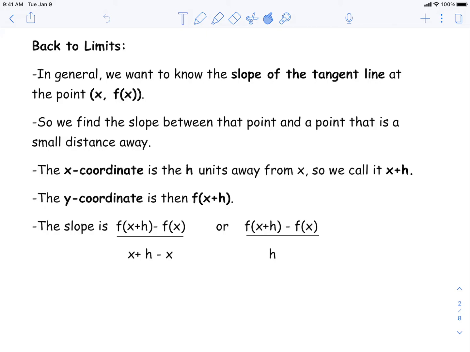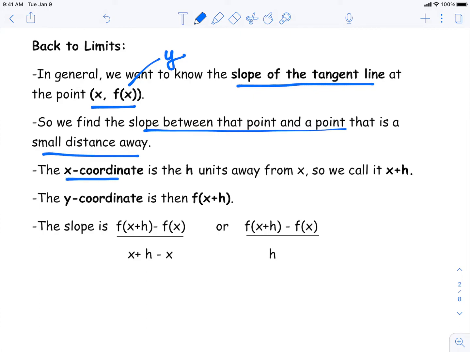All right, we're going to continue, and today we're going to focus on the gradient of a tangent. So let's head back to limits. In general, we want to know the slope or the gradient of a tangent line at a point (x, f(x)). Remember, f(x) is your y. So we want to find the slope between that point and another point that is a small distance away.